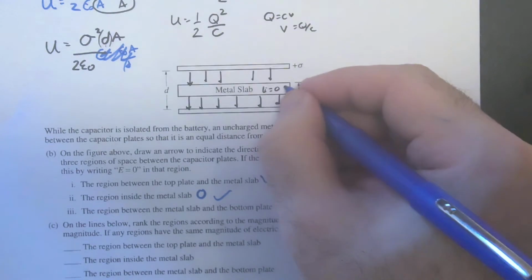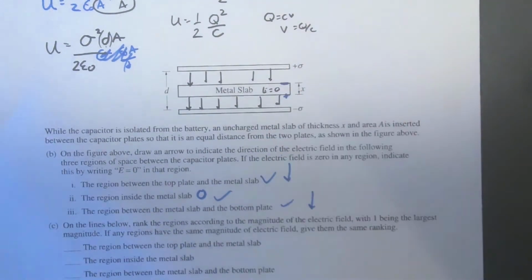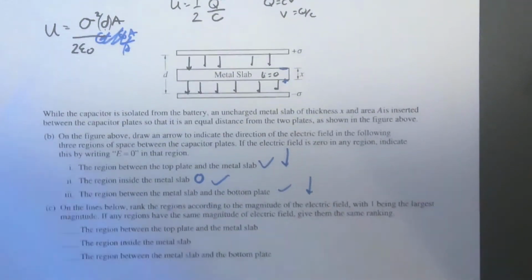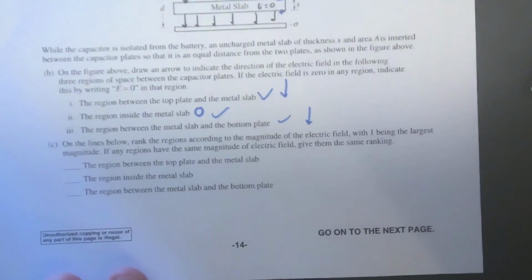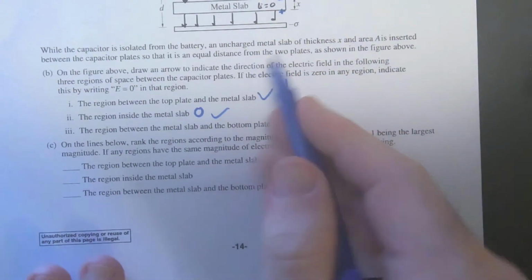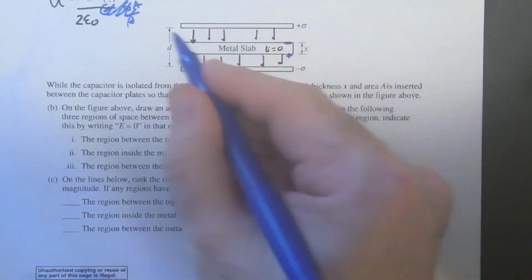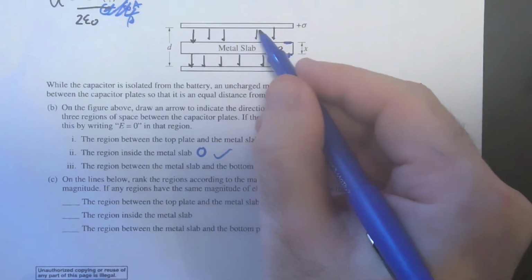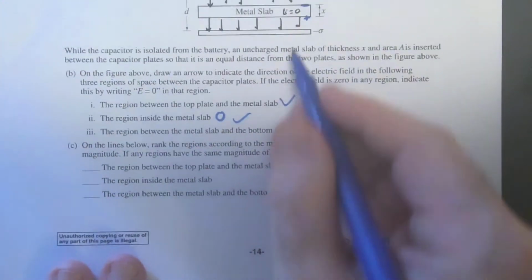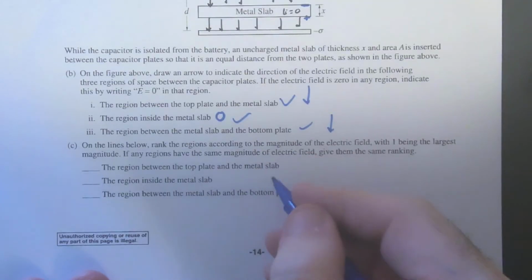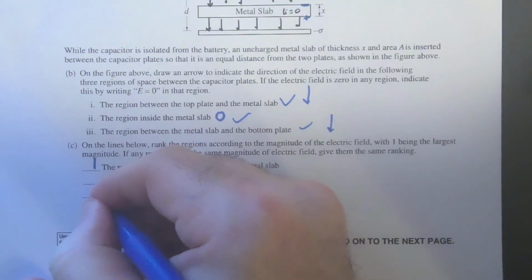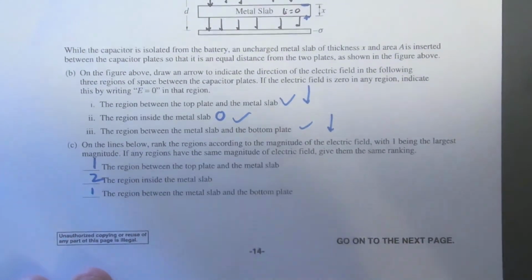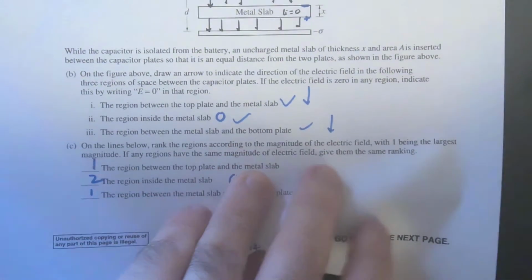You can think of it as like, this is a negative region, this is a positive region. Same idea. On the lines below, rank the regions. Well, if it's a uniform field, because again this distance is nowhere near as big as this distance, then the top and the bottom have the same, and the other one has 0. And so this is your ranking.